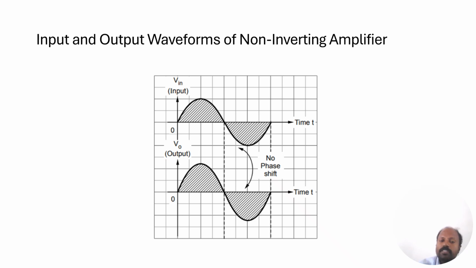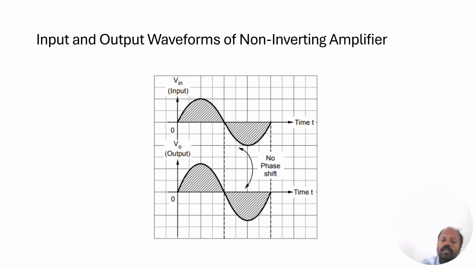Next we'll see the waveform of the input and output for a non-inverting amplifier. When we give the input as a sine wave, what will our output be? The output will be an amplified value of the input, but there will not be any phase shift in the circuit, since it is a non-inverting amplifier. The given input will be amplified, that's it, but there will not be any phase shift; the output will be in phase with the given input. That is the concept of the non-inverting amplifier.